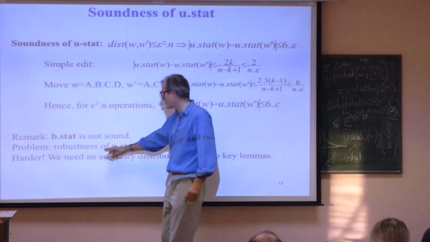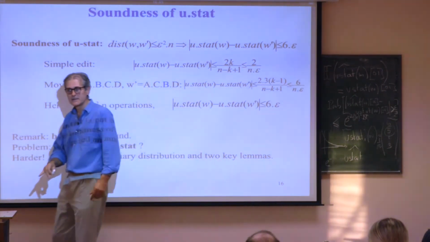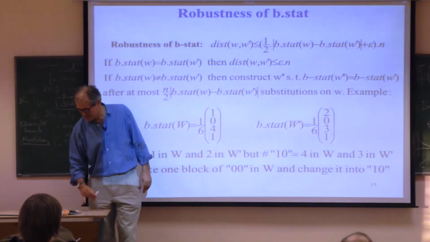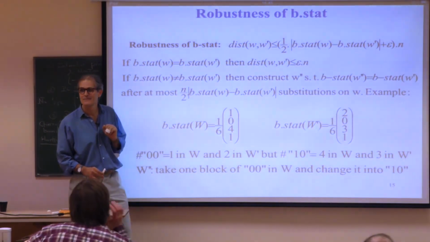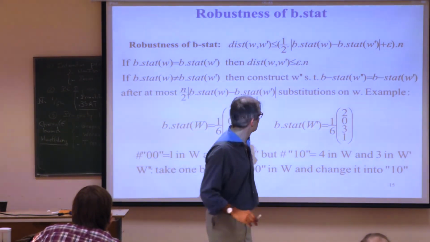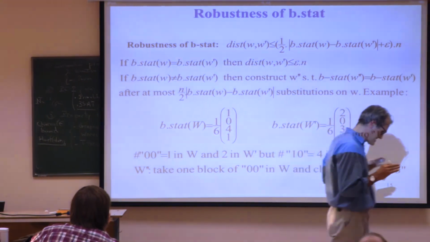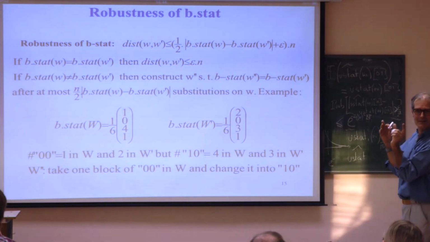Okay, so you want to show the robustness of the U-stat. For that, you're going to use the simple fact that the B-stat is robust. So let's think about this first: why is the B-stat robust? Remember, the B-stat is exactly the same thing, but we're looking at blocks.